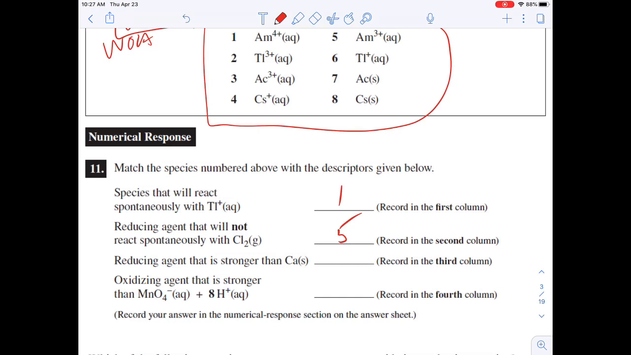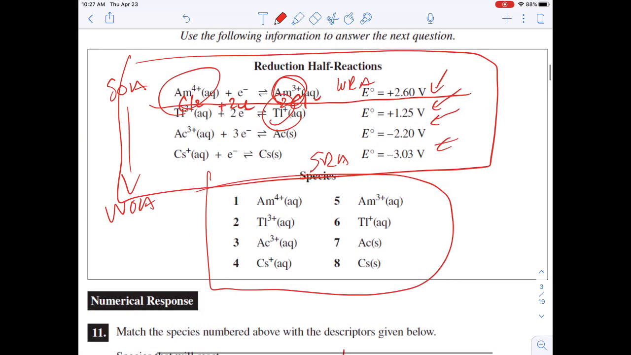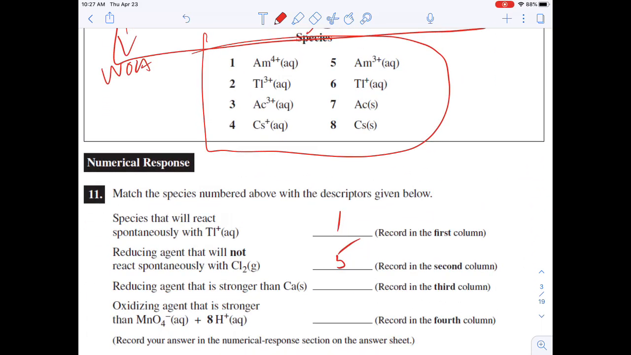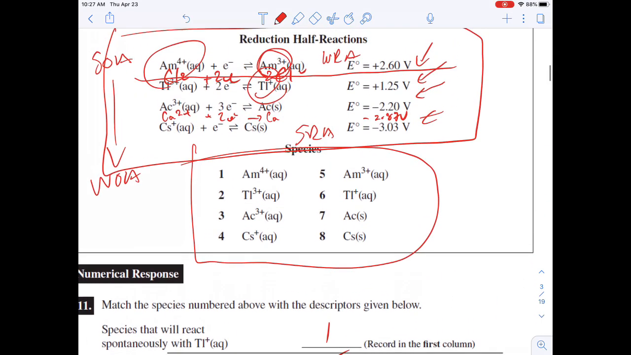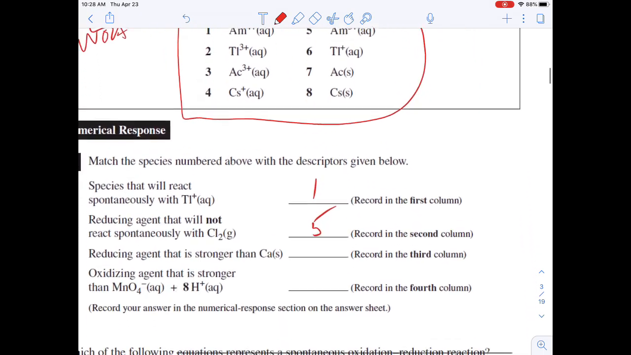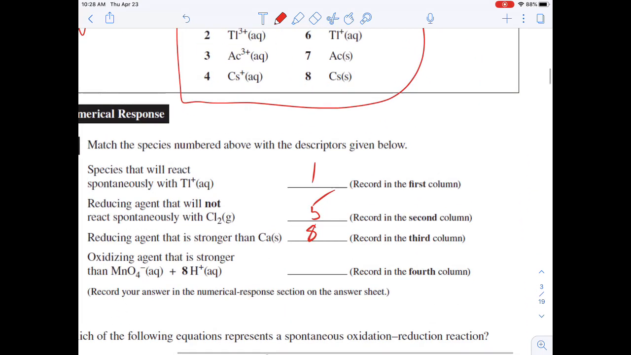The reducing agent that is stronger than calcium. Again, I need to reference the data table, and calcium is down here. Calcium is negative 2.87 volts. Ca2 positive plus 2 electrons is calcium. This says a reducing agent that is stronger than calcium. Well, it's my strongest reducing agent. It's cesium. So 8 is the answer there.